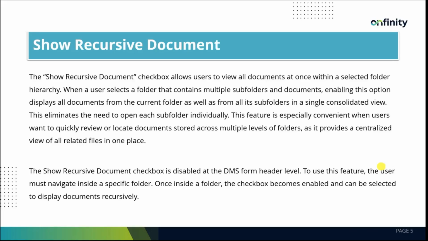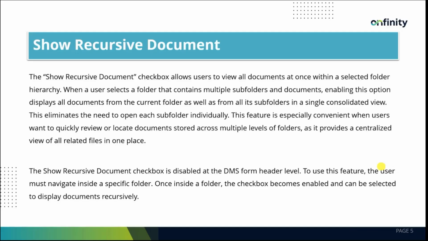Show recursive document. The Show recursive document checkbox allows users to view all documents at once within a selected folder hierarchy. When a user selects a folder that contains multiple subfolders and documents, enabling this option displays all documents from the current folder as well as from all its subfolders in a single consolidated view. This eliminates the need to open each subfolder individually. This feature is especially convenient when users want to quickly review or locate documents stored across multiple levels of folders, as it provides a centralized view of all related files in one place.